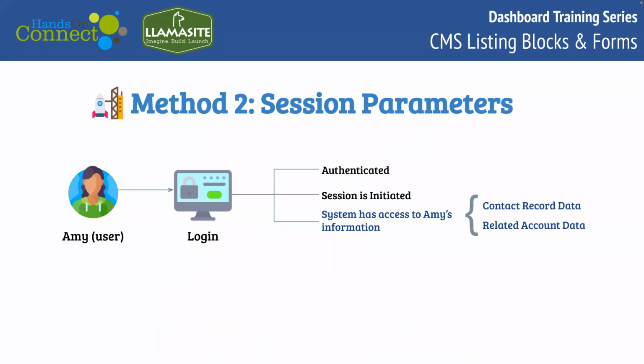The second method, which is the session parameters method, is basically Amy, who's our user, comes to the site and logs in, and as I said earlier, when they log in, a couple of things are happening. One, we authenticate them, which means we're verifying that they have the right credentials to enter, and we assume that because they have the right credentials, this is actually Amy. A session is initiated, and at that point, the system has access to Amy's information, mostly from her contact record and from the related account record, which is usually a household if you're using NPSP.